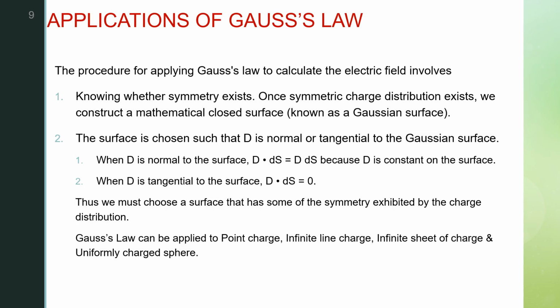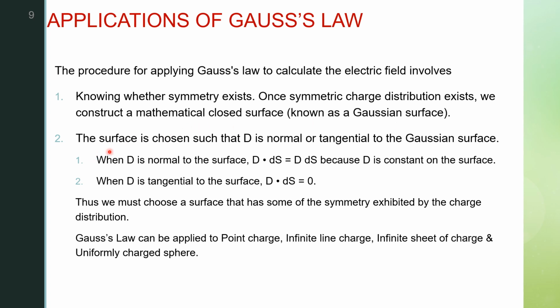Applications of Gauss's law. The procedure for applying Gauss's law to calculate the electric field involves: first, we have to check whether symmetry exists. As I mentioned already, Gauss's law is easier if there is a symmetric charge distribution. So that is the first step we have to check. We have to know whether symmetry exists. Once a symmetric charge distribution exists, we need to construct a mathematical closed surface, also called a Gaussian surface.